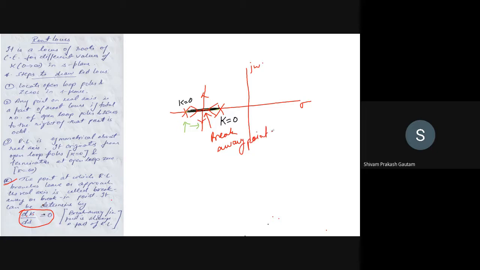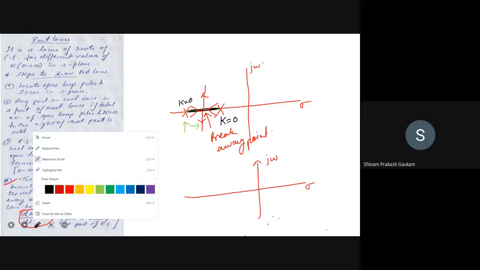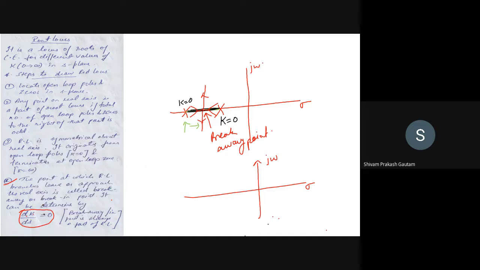And what is the break-in point? For that, again, I have to draw one scenario, that is sigma, the real axis, and the imaginary axis. Let me take another pen, another color. Let us suppose there are two zeros, and you know that the value of gain at a zero is infinite. So I can write here k is equal to infinity, and root locus branches terminate at the zeros. That means it will be coming like this.